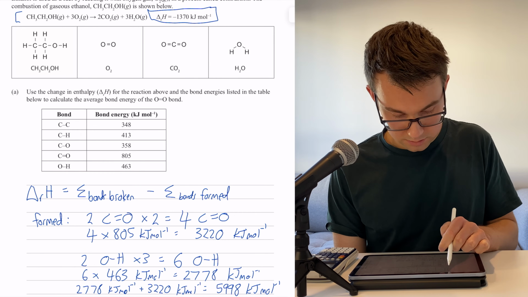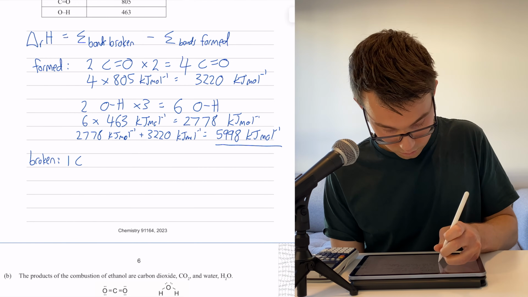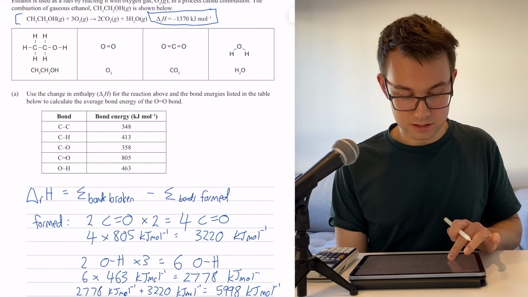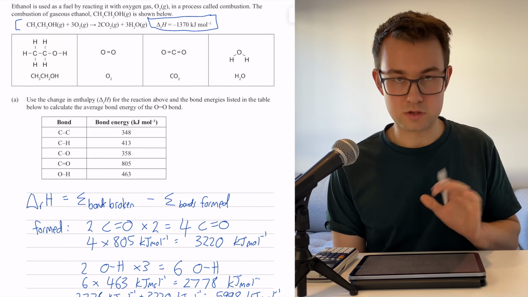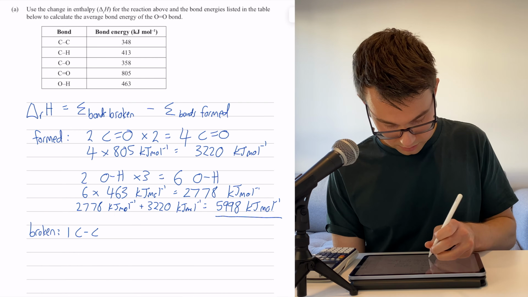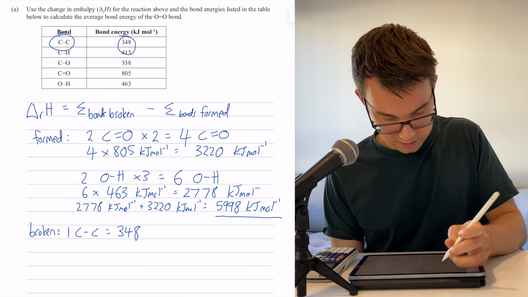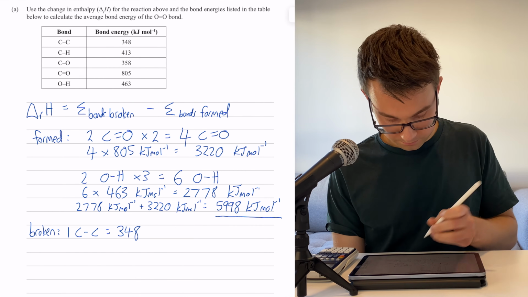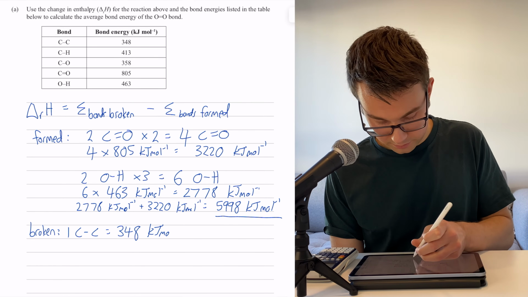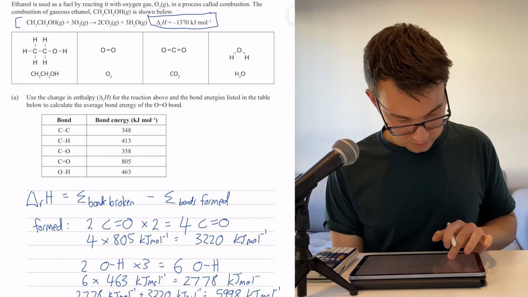We've got one C-C bond. One C-C. And the nice thing is ethanol is in just 1 molar ratio, so we don't need to worry about timesing it by anything else. So that's just what it is. It's just 348. There she is, right there. Don't even forget units. I didn't forget anything. Okay, cool. What else we got?